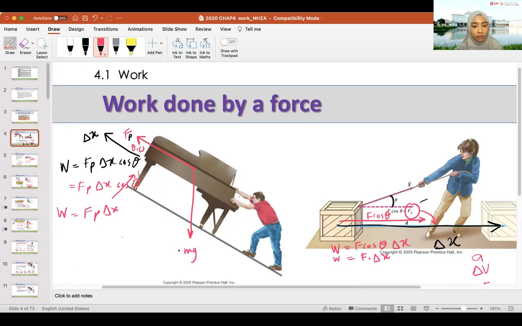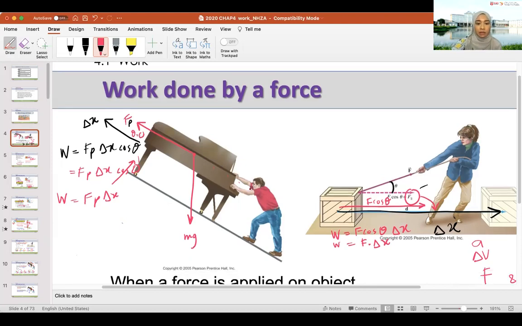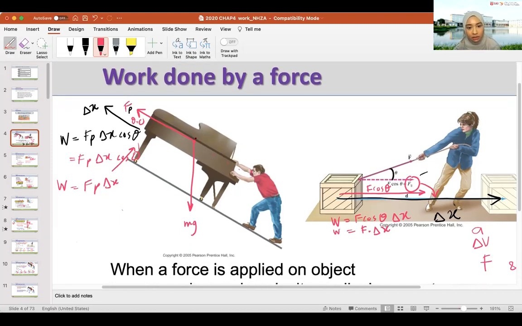What about our gravitational force? So we have several forces here. We have the pushing force, we have mg, assuming this is a smooth incline, so we don't have friction. So the gravitational force, its direction is like this. Let me erase that first. The direction of mg is down here, and my displacement is this way. So I want to know what is the parallel component of mg to delta x.